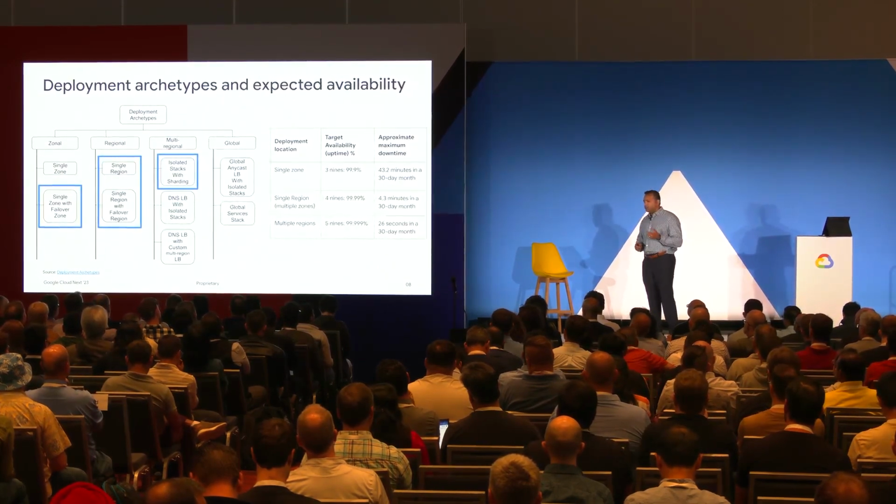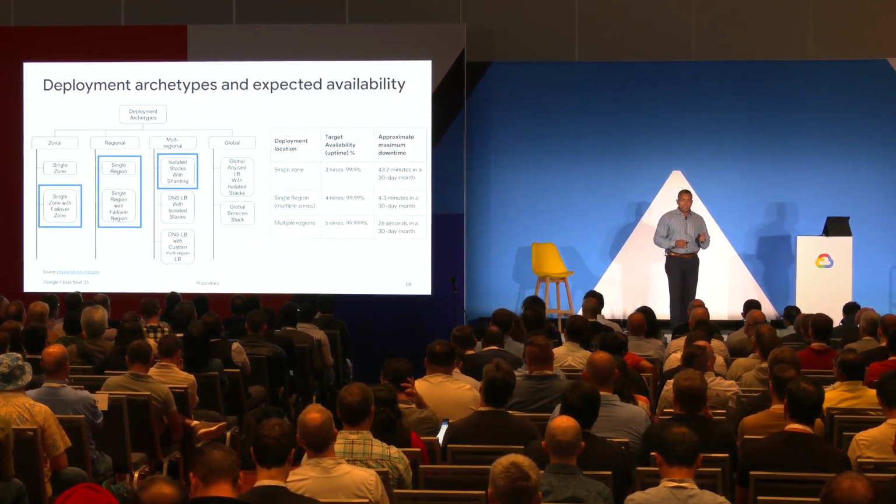Generally speaking, if it's a zonal archetype, you're deploying into a single zone. You may have a failover zone. So you can't expect very high availability. On the other hand, if you're deploying across multiple regions, you have your application now in multiple regions across multiple zones, so you can tolerate various kinds of failures, and therefore you can expect a much higher availability. Right? So that's the intuition behind these different design patterns.